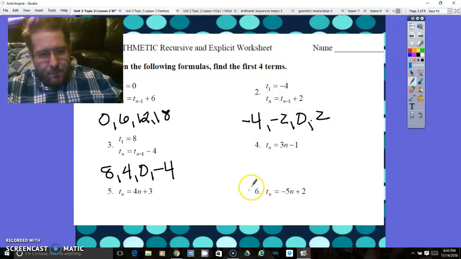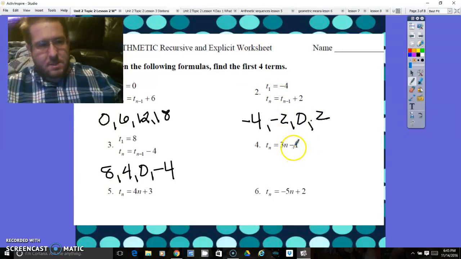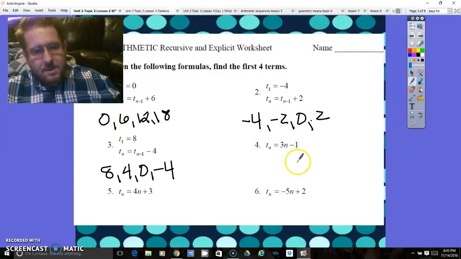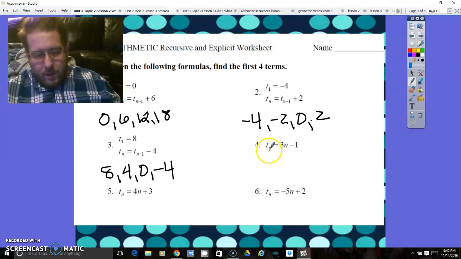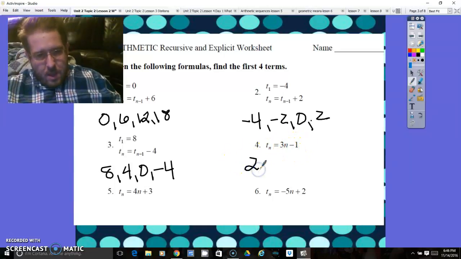All right, and 4, 5, and 6 are a little bit different because these are not recursive formulas they're giving you. They are explicit formulas. An explicit formula is much more useful because it can help you find any term. You don't have to know the previous term or something else in order to figure out a new term. So in this case, let's make n 1. Let's find the first term. So t sub 1 is equal to, if I make n 1, 3 times 1 is 3, 3 minus 1 is 2. And if I want to make n 2, 3 times 2 is 6, minus 1 is 5.